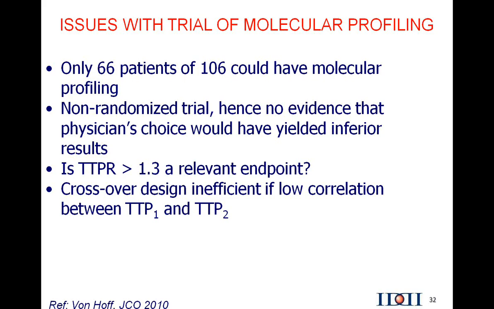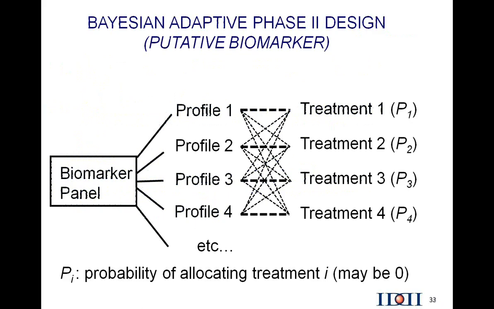Another question, of course, is whether TTPR greater than 1.3, the time to progression ratio, is a relevant endpoint. And finally, statistically, this crossover design, where patients undergo 2 lines of treatment, one untargeted and the next one targeted, is actually inefficient if there is a low correlation between time to progressions in first line and second line treatment, or in this case in the last line of treatment and the targeted line of treatment. So this has to be remembered: if there is little or no correlation between successive lines of treatment, this design in fact is not efficient. But given these limitations, this was a very interesting idea.